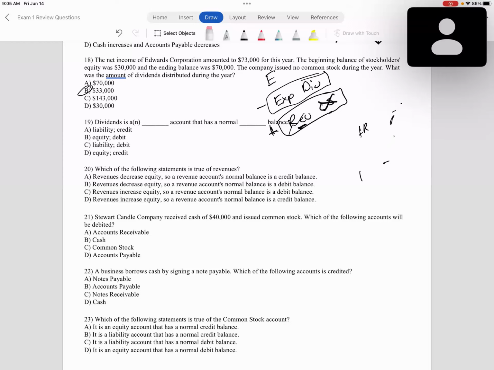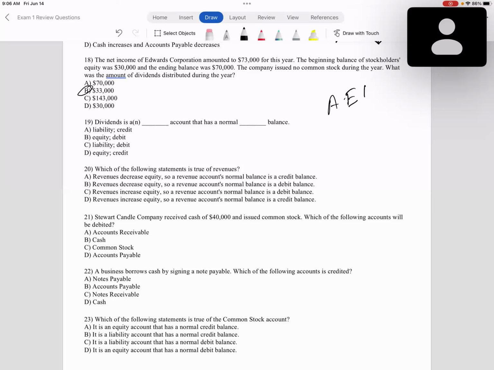Get rid of all this stuff. Do the next one here. Yeah, get rid of all this too. Okay, next one. Dividends is a, oh, well, we just had this, right? So dividends is an equity account, and it has a normal, so think about it. So A, E, and so dividends have a normal debit balance.